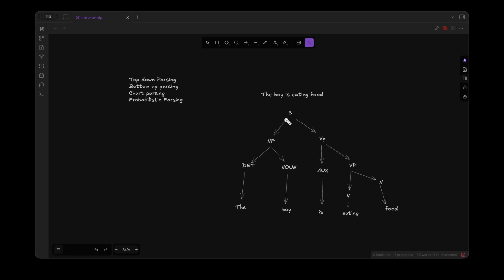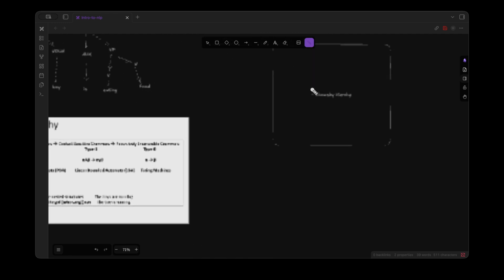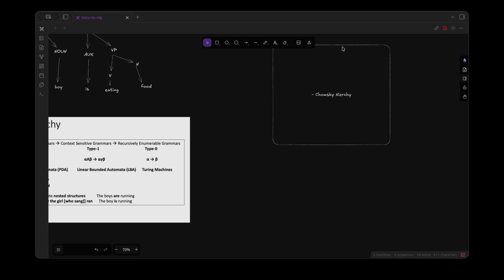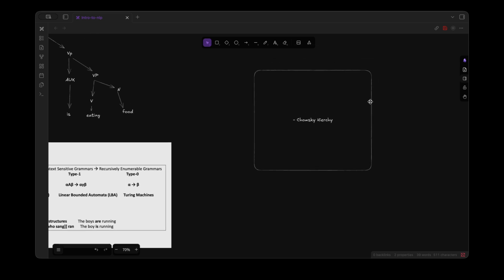If you want a more detailed explanation of how to do bottom up parsing, I'm going to take a note of it. So Chomsky hierarchy, then top down and bottom up parsing.